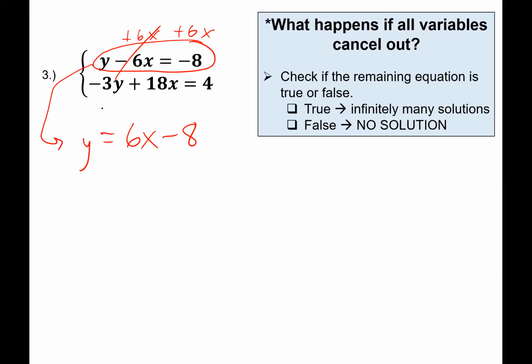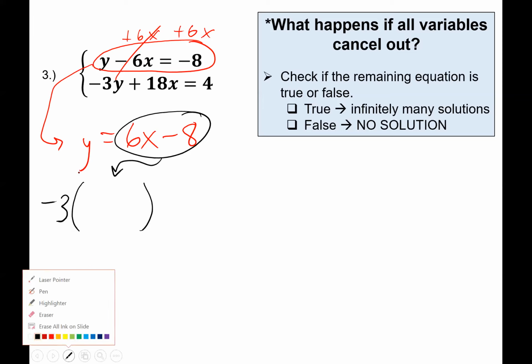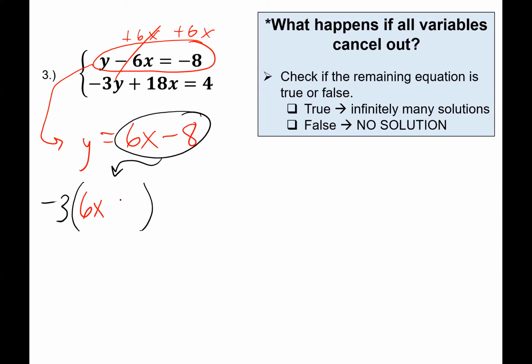So our other equation is negative 3y plus 18x equals 4. So let's replace the y. So instead of negative 3y, let's write negative 3 parentheses. And then in the parentheses, we're going to replace the y with 6x minus 8. So I have negative 3 parentheses, 6x minus 8, then close the parentheses. Now just finish copying the rest down. It's plus 18x equals 4.